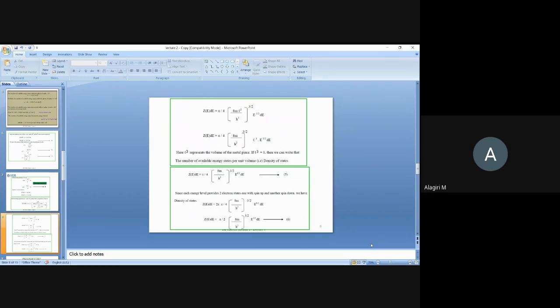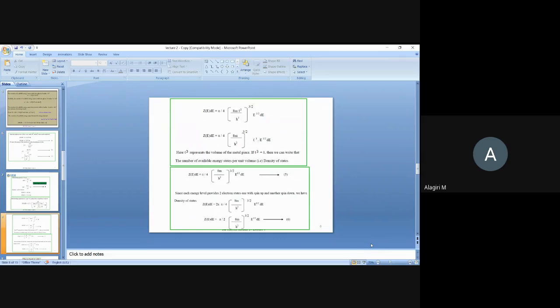Here L cube represents the volume of a metal piece. If L cube is considered equal to 1, then we can rewrite the equation. So Z of E into dE equal to pi by 4 into 8m divided by h square power 3 by 2, L cube value is 1, then E power 1 by 2 into dE. That's equation number 5. So Z of E into dE equal to pi by 4 into 8m divided by h square power 3 by 2 into E power 1 by 2 into dE.